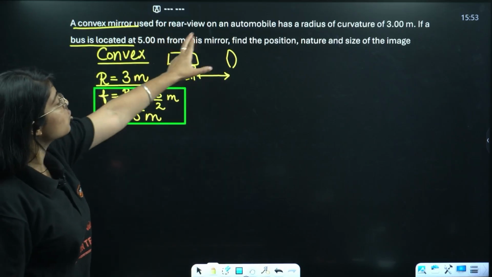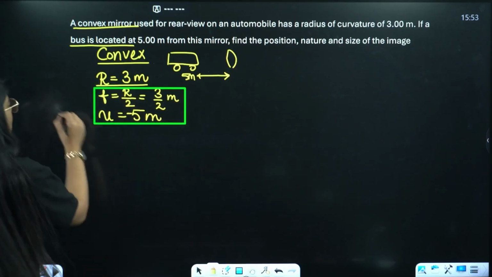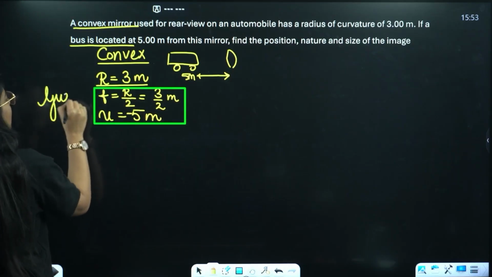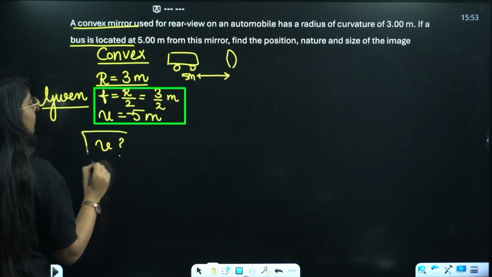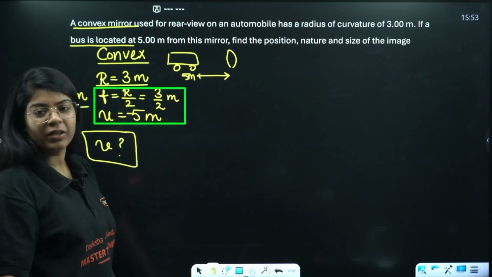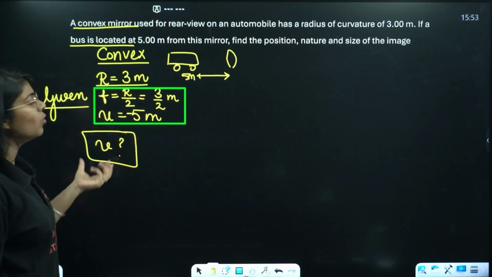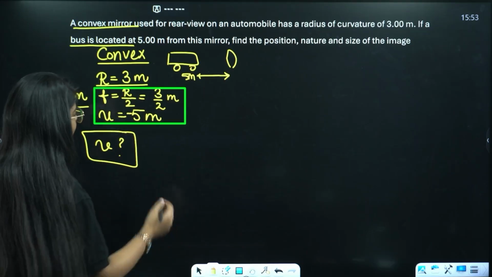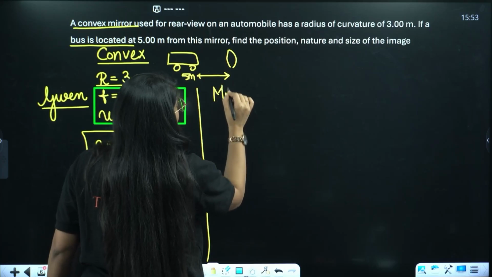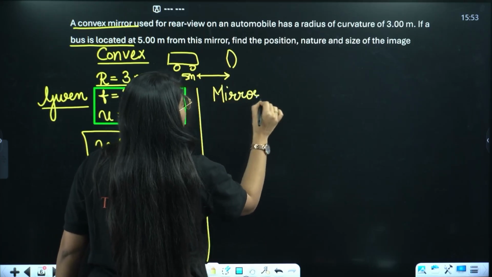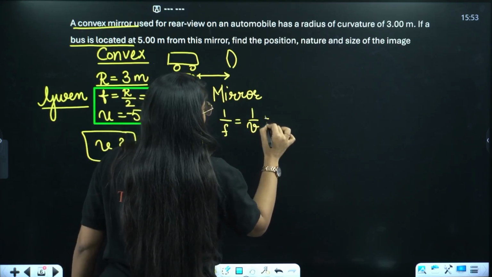Now they've asked us to find the position, nature and size of the image. So first we have written the given and we need to find the v, right? The position and nature and size of the image. So let's start with the very first. Now I have f, I have u. I can easily find v using what? Using the mirror formula, right? So the mirror formula says 1/f equals 1/v plus 1/u.